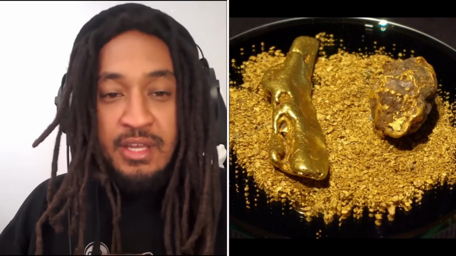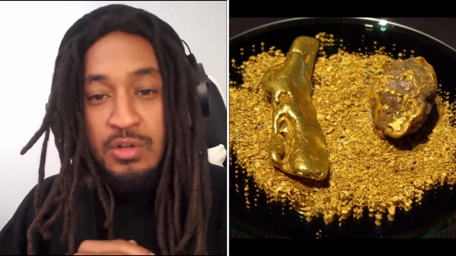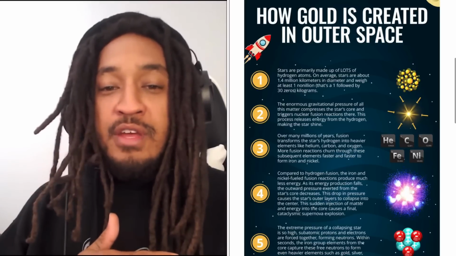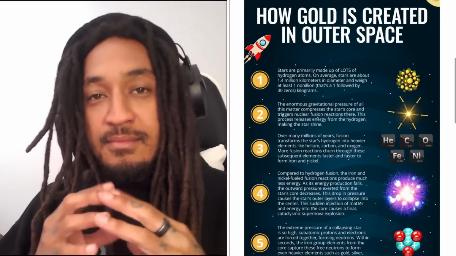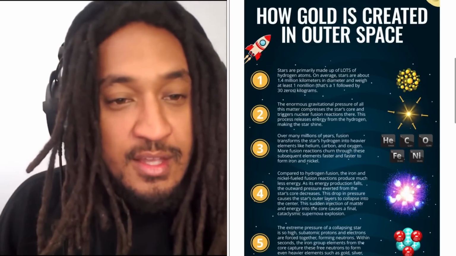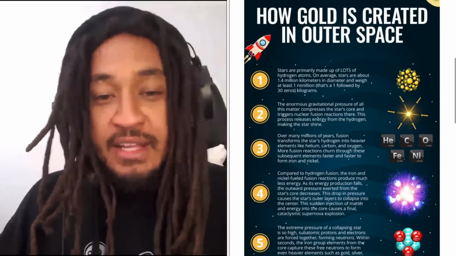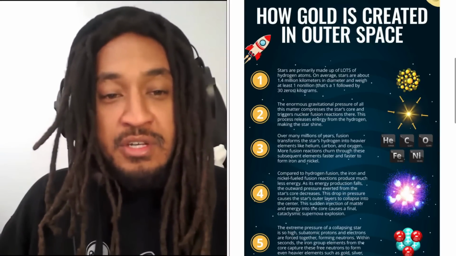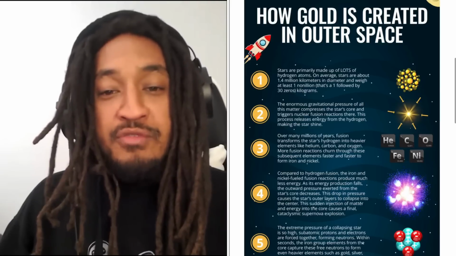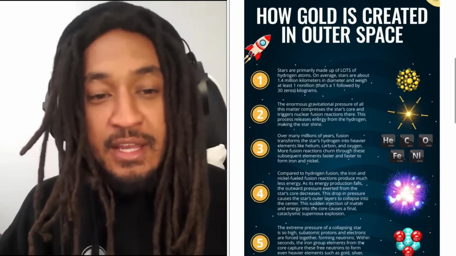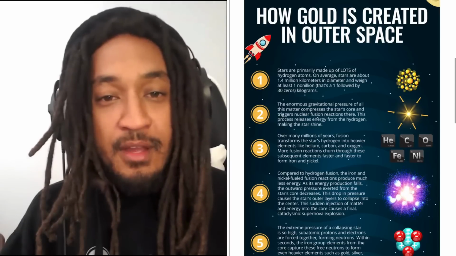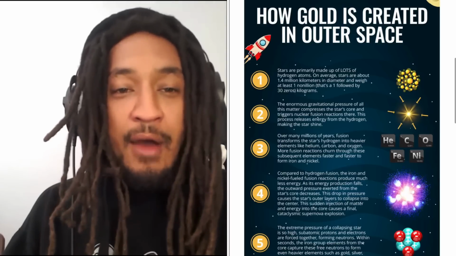So, following that logic, the only reason gold could be so close to Earth's surface is because it came from outside the planet rather than from within it. Spooky, right? So, if gold is from outer space, how did it get here? Believe it or not, the particle physics explaining the formation of extraterrestrial gold are pretty straightforward. So, here is a graph that explains the process of how gold is created in outer space.